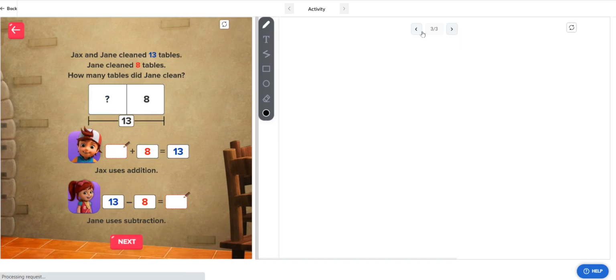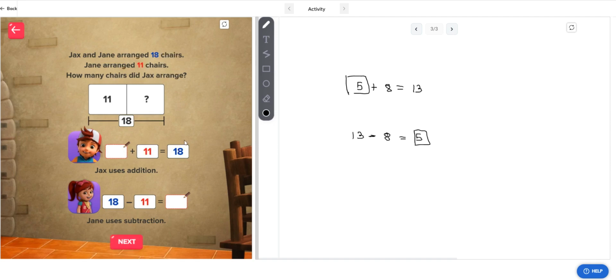It says Jax and Jane cleaned 13 tables. Jane cleaned 8. So basically, what number will be added with 8 to get 13? Guess it, come on. 5, right? So 5 plus 8 is equal to 13. And if I were to use Jane's subtraction statement, where I subtract 13 minus 8, that would also end up giving me a 5, right? Why? Because both of these numbers work in the same fact family, right?